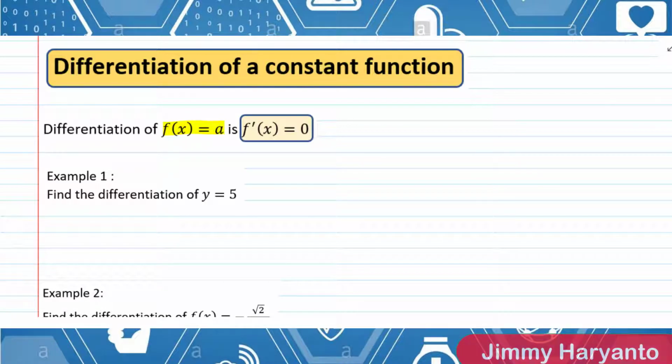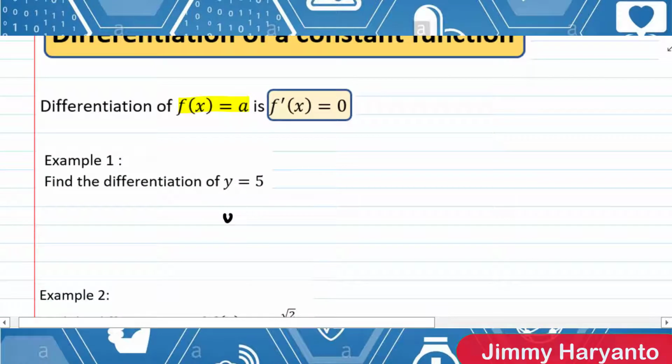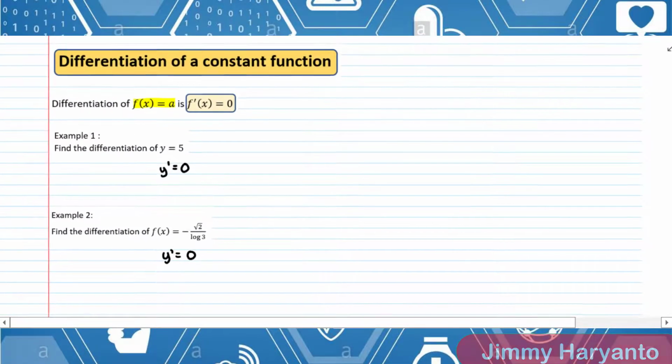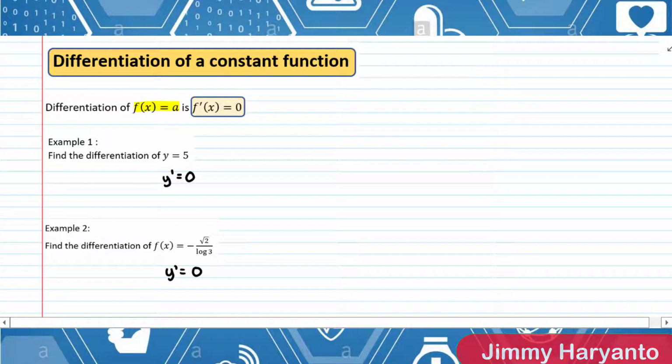Yeah, so example 1, find the differentiation of y equals 5. Means you can say that y prime equals 0. Okay, and then when you have f(x) equal to negative square root of 2 over log 3, you know that log 3 is a number, square root of 2 is also a number. We don't have variables right here. That means y prime equals 0. Every time you find a constant, the differentiation will be 0.